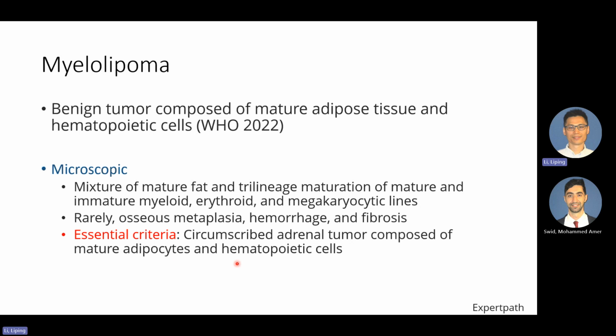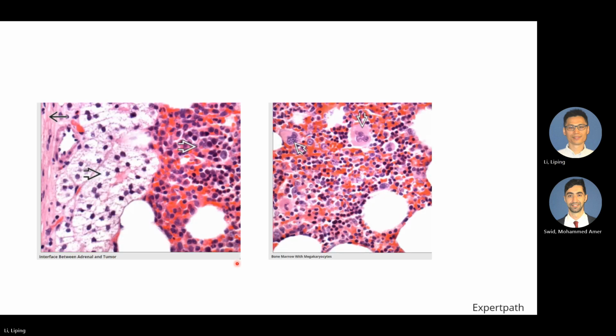And then it's also usually related to a cortical adenoma. You can see it's really well circumscribed. And then we have all kinds of hematopoietic cells. We also have this big guy, like a megakaryocyte, really easy to tell. And then fat, trilineage differentiation here. So this is myelolipoma.